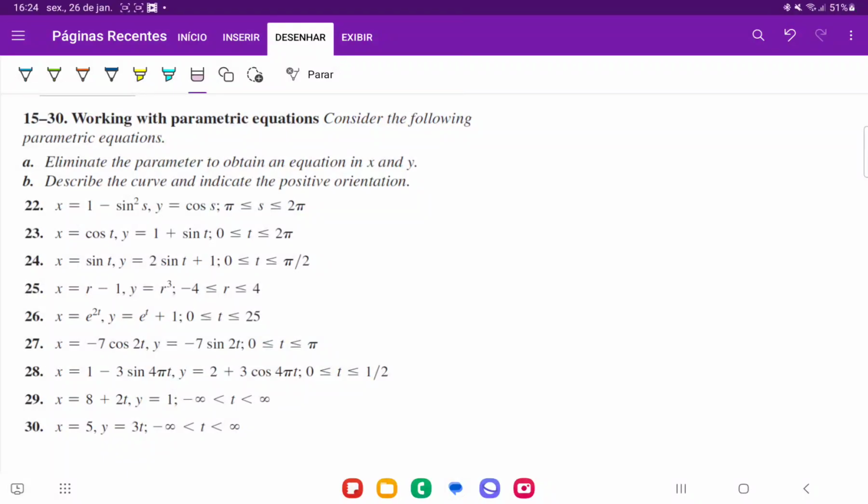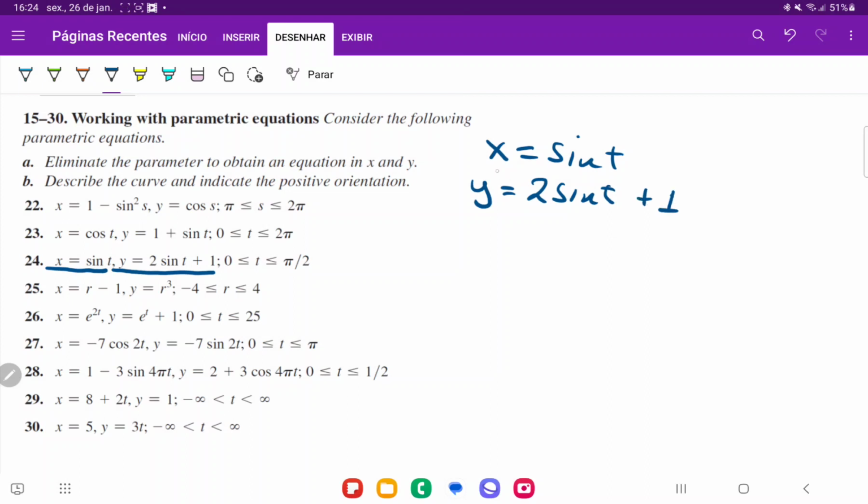So for problem 24, we are given the parametric equations x is sine of t, y is equal to 2 sine of t plus 1. And the first thing that we want to do here is eliminate t to just have an equation in terms of x and y. So x is sine of t, y is equal to 2 times sine of t plus 1. So if x is equal to sine of t, it therefore means that y is going to be equal to 2 times sine of t, which is x, so 2 times x plus 1. So this here is our equation.